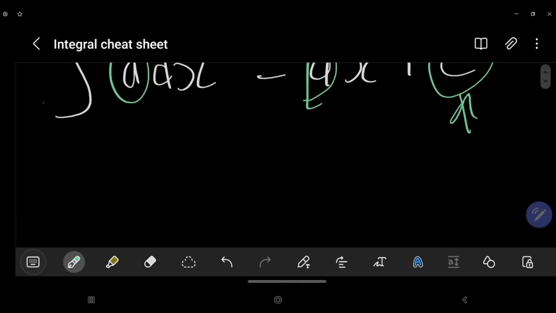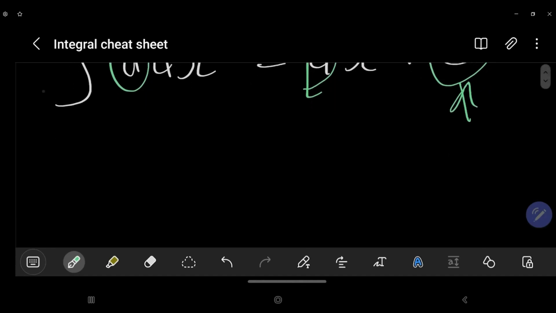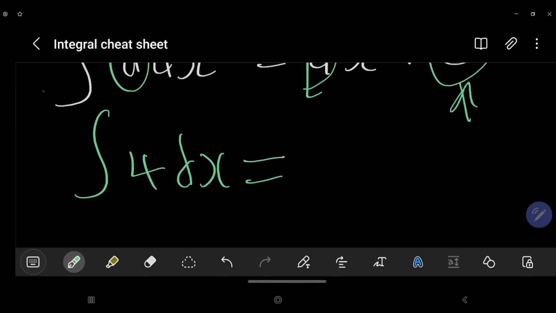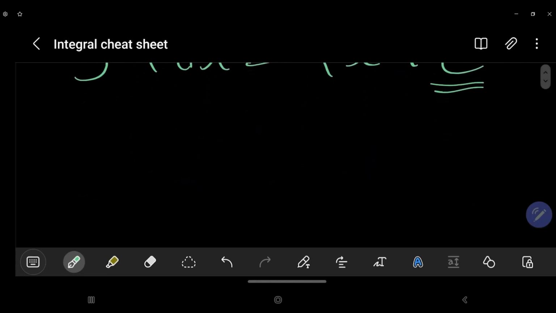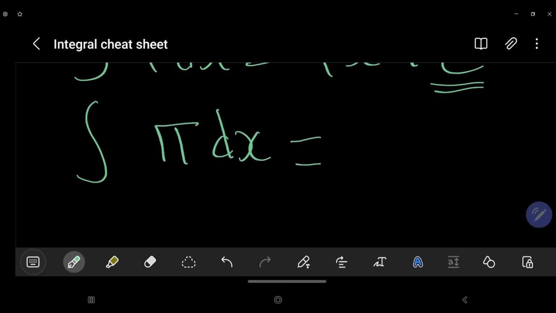So let's look at this in an example. Let's say we want to find the integral of 4 dx. This is basically equal to 4x plus c. Don't forget the c. Quite simple, right? Let's look at another one. Let's say we have the integral of pi dx. Once again, quite simple. Pi here is a constant, so we're going to have pi x plus c.